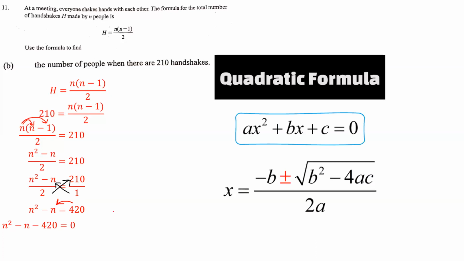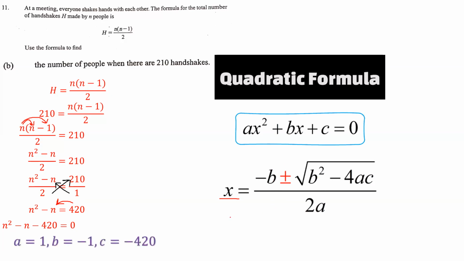Well, the quadratic formula says that we can find the solution that satisfies, in general, a quadratic equation if we use this formula. And so even though it's n and not x, we still could apply this formula once we know what a, b, and c is.